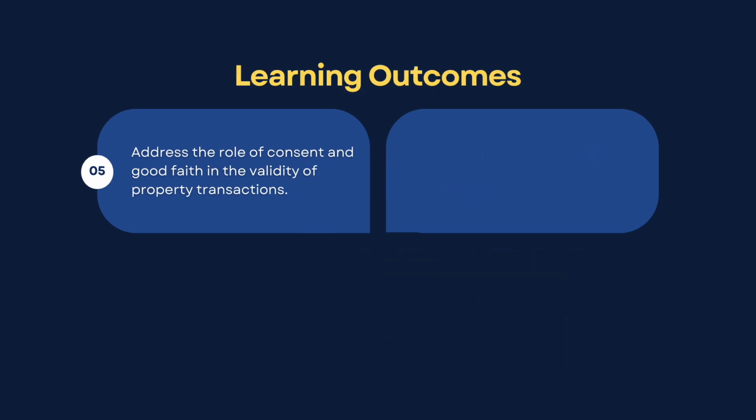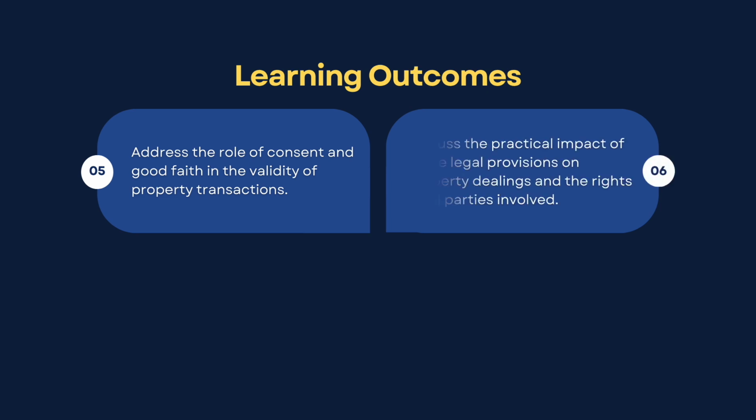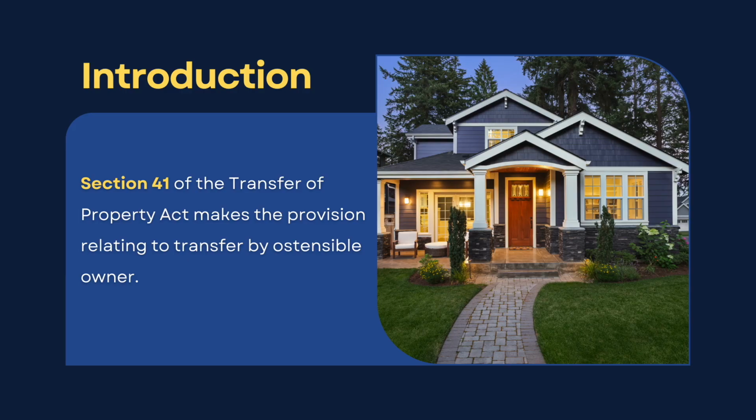5. Address the role of consent and good faith in the validity of property transactions. And finally, discuss the practical impact of these legal provisions on property dealings and the rights of all parties involved. With this brief introduction, let us delve into the topic of Section 41 of the Transfer of Property Act. Now, this section makes the provision relating to transfer by ostensible owner.